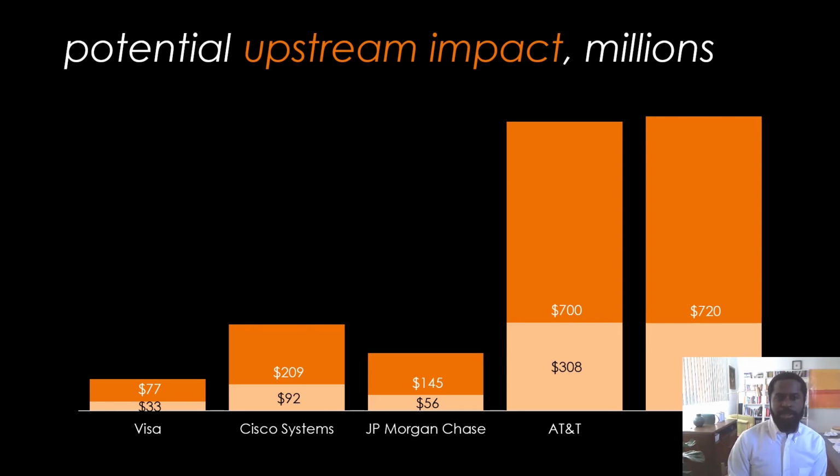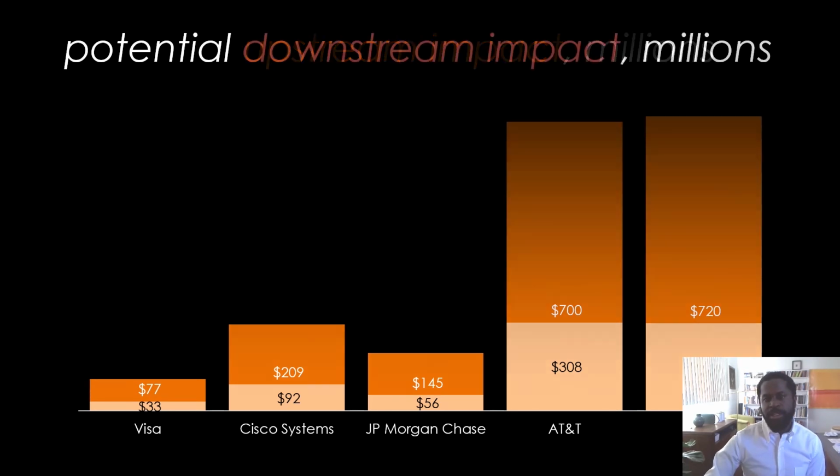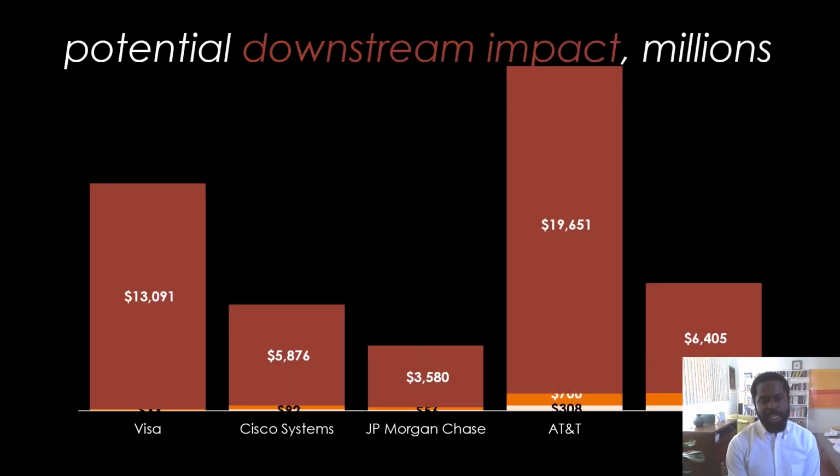And this is the part that was really the advancement over some of our previous work, really trying to understand the systemic effects. And the numbers completely change. Visa is now going from, instead of 100 million, they're going to 13 billion. Then Cisco and all the other companies are greatly scaled up as well.